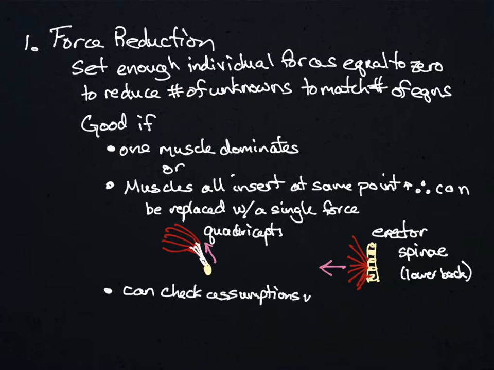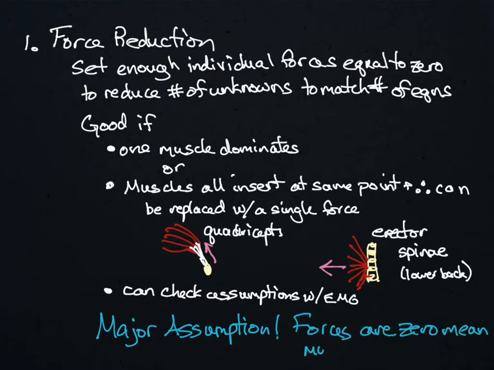You can check this assumption by using EMG, which we'll talk about more later. But there's a major assumption here that you need to be aware of, and that is that forces being 0 means that those muscles aren't active. So we're making the assumption that only the muscle that we've modeled is active, and that the other ones are not active at all. This is good and allows us to solve the problems mathematically, as you'll see with the quadriceps tendon in the example on the next video, and also as you try it in your homework. But it is limited in what information it gives you.